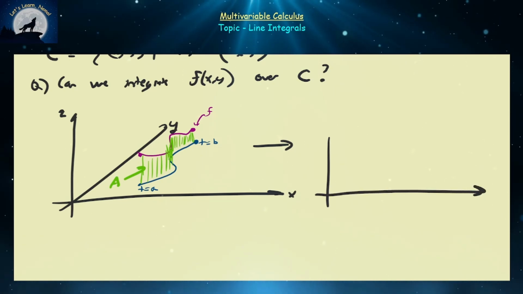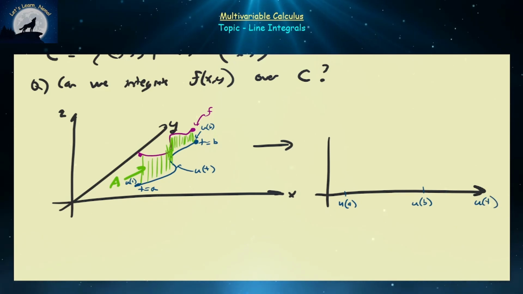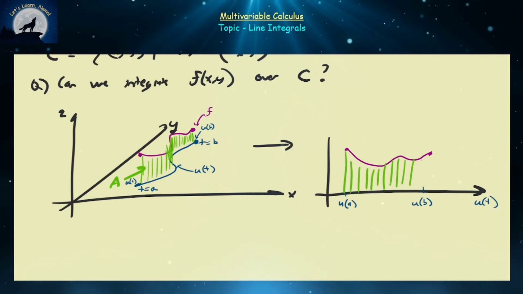And again, what is this path in blue? This is going to be u of t, right? So that means this point here is u of a. And this point here is going to be u of b, and everywhere in between is u of t, where t ranges from a to b. Then what we're going to have here is u of a, u of b, and then the u of t axis. And then what we're going to have here is the heights of our particular curve located here. And then we're going to have those vertical strips giving us the area A.